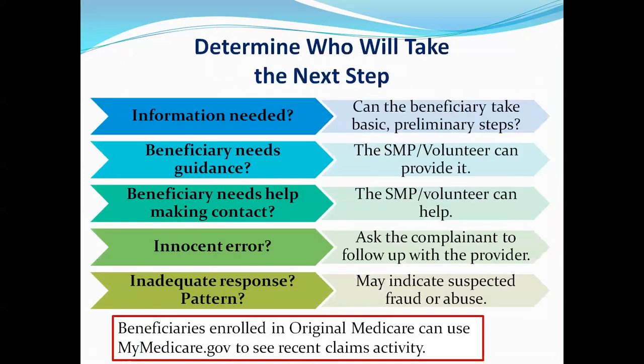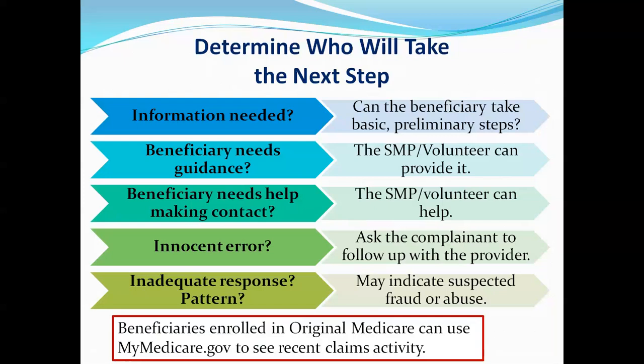After you gather all this information, you need to determine who's going to take the next step. Can the beneficiary handle this on their own, or do they need help calling the providers? Can they actually gather this information that's needed, or do they need someone to help with that? Does the beneficiary just need a phone number or guidance on what to do? For example, I've had one who said, just give me the number and I'll call it in myself. They were more than competent to do that.